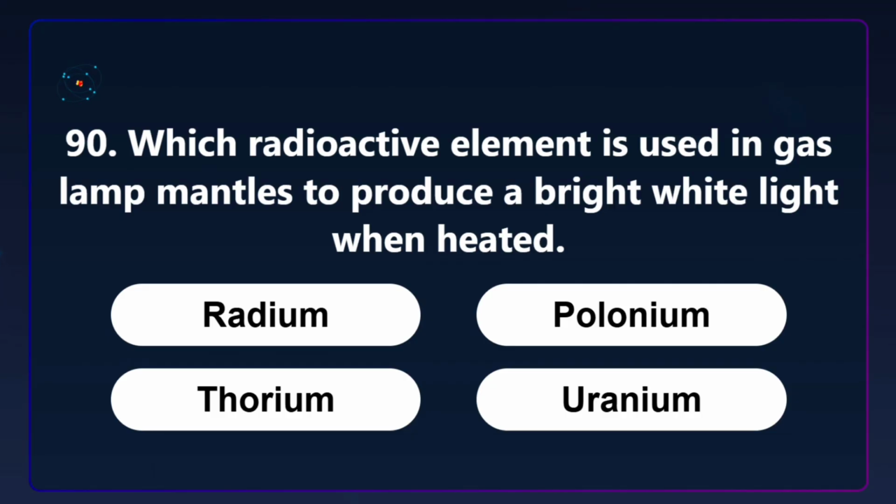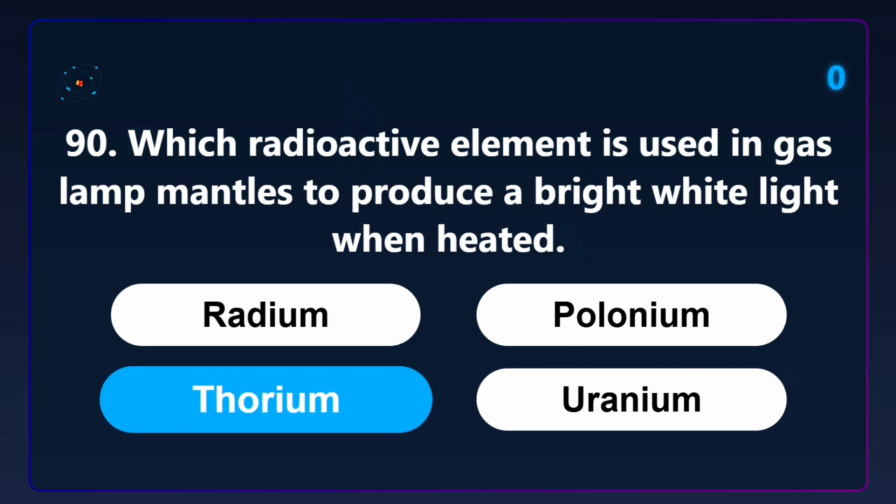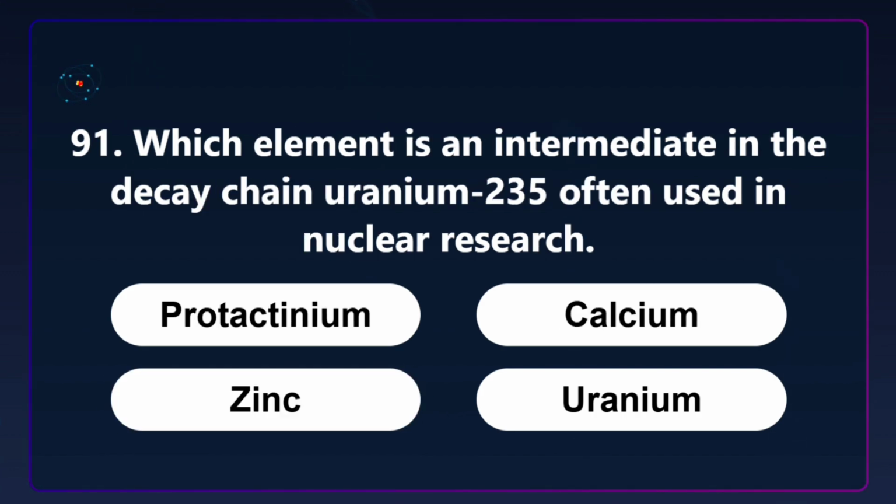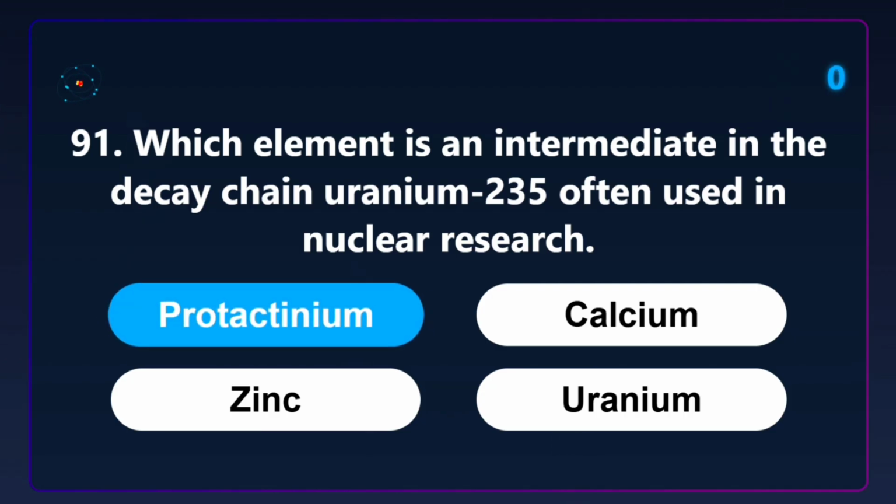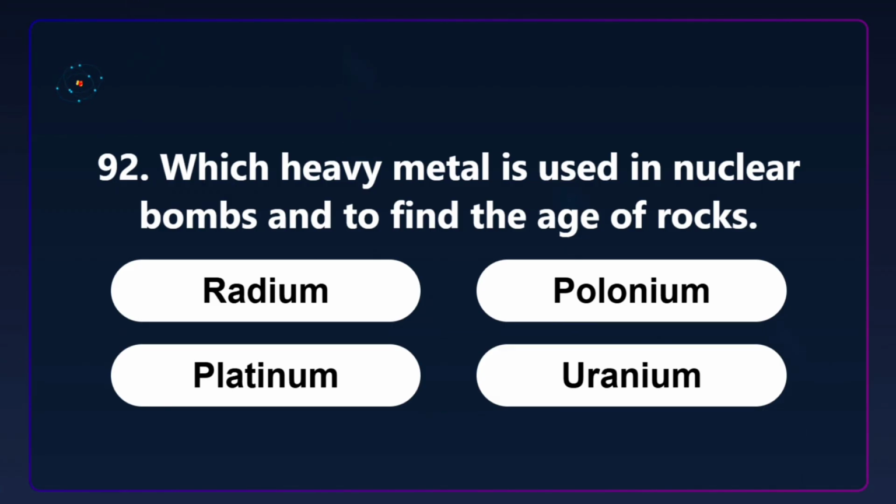Question 90. Which radioactive element is used in gas lamp mantles to produce a bright white when heated? The answer is thorium. Question 91. Which element is an intermediate in the decay chain of uranium-235, often used in nuclear research? The answer is protactinium. Question 92. Which heavy metal is used in nuclear bombs and to find the age of rocks? The answer is uranium.